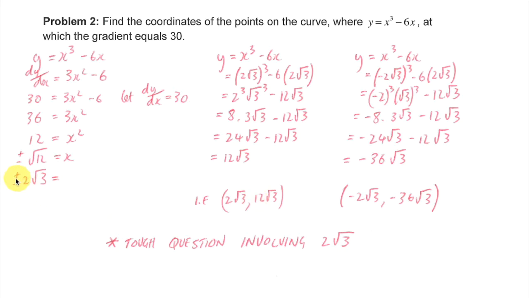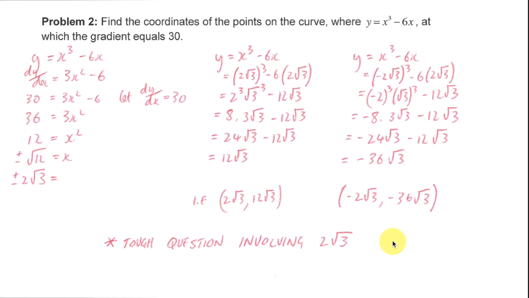I now substitute the negative version of x into the original rule, and I produce negative 36 lots of the square root of 3. So my second point is negative 2 root 3, comma negative 36 root 3. That's the second position where the gradient is exactly equal to positive 30. Please note that this is a pretty tough question involving a lot of mechanical work by hand, just so you understand.